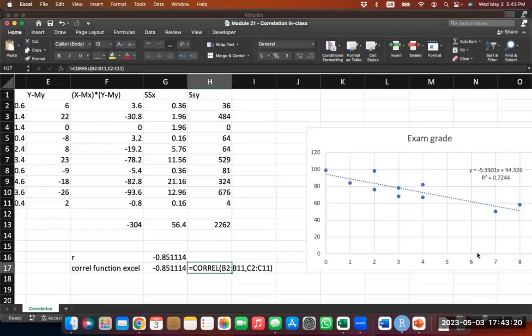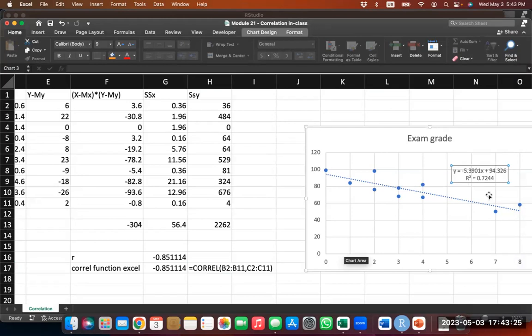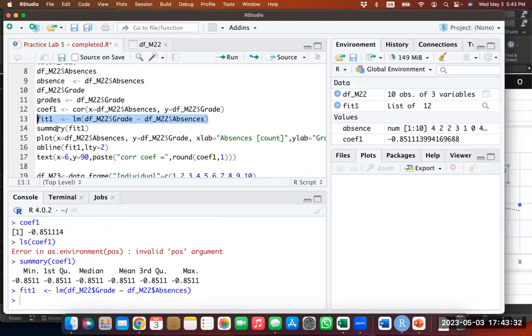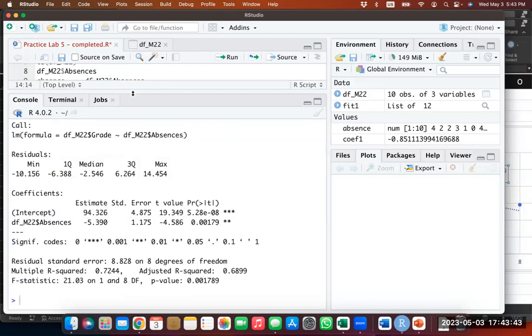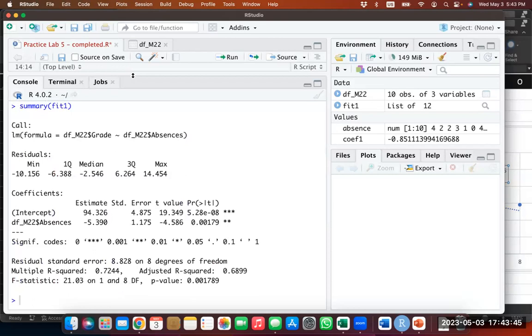This is different from what Excel is doing, because Excel basically builds the equation for you, which depicts it nicely, but it doesn't really give you the information that we may be interested in. So if you run line 14 in RStudio, you get a very detailed overview of the regression model of grades as a function of absences.